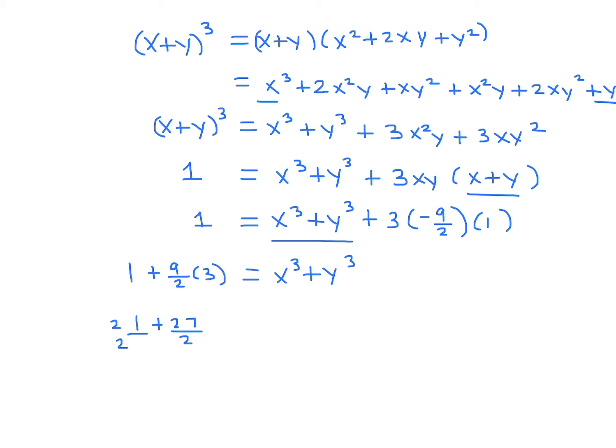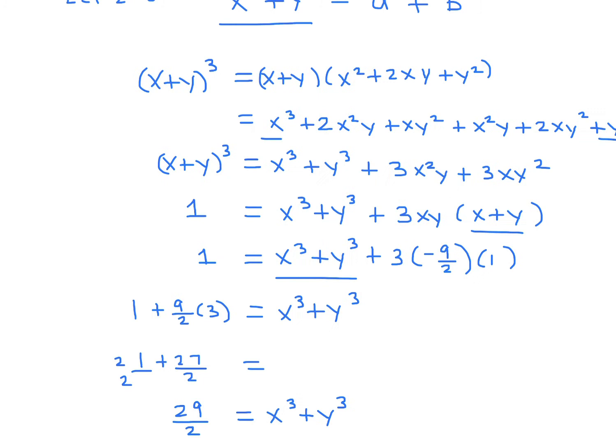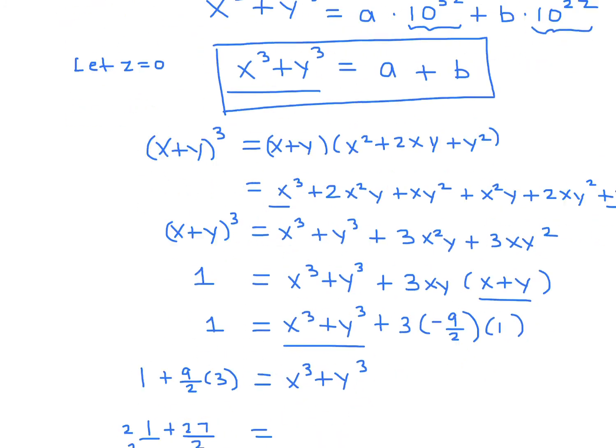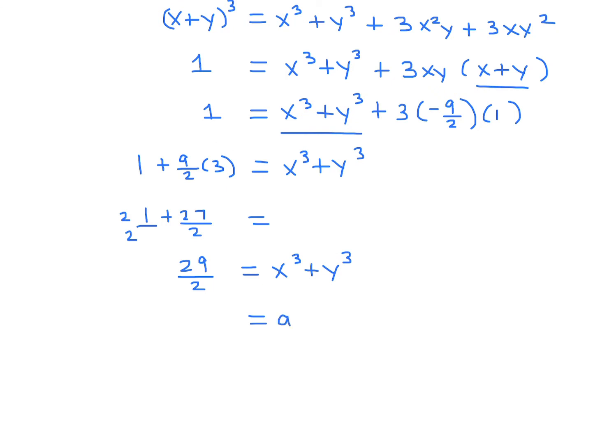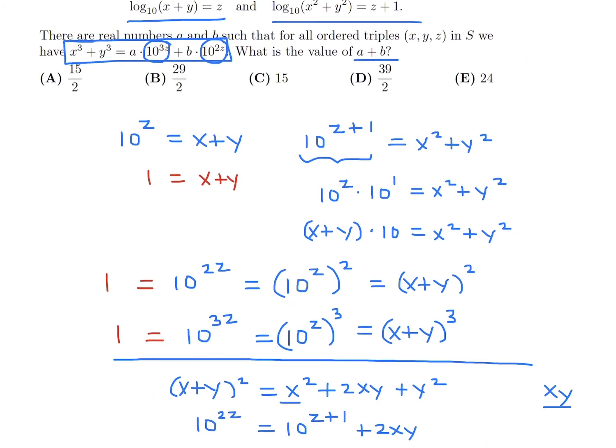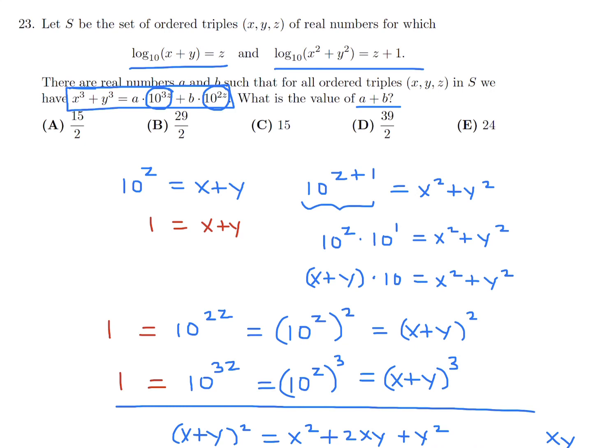So I'll get a common denominator, and I've got 29 over 2 is equal to x to the power of 3 plus y to the power of 3. And that is what a plus b is. So therefore a plus b is equal to 29 over 2. That's the answer. So 29 over 2, where is that in the answer choices? 29 is B.